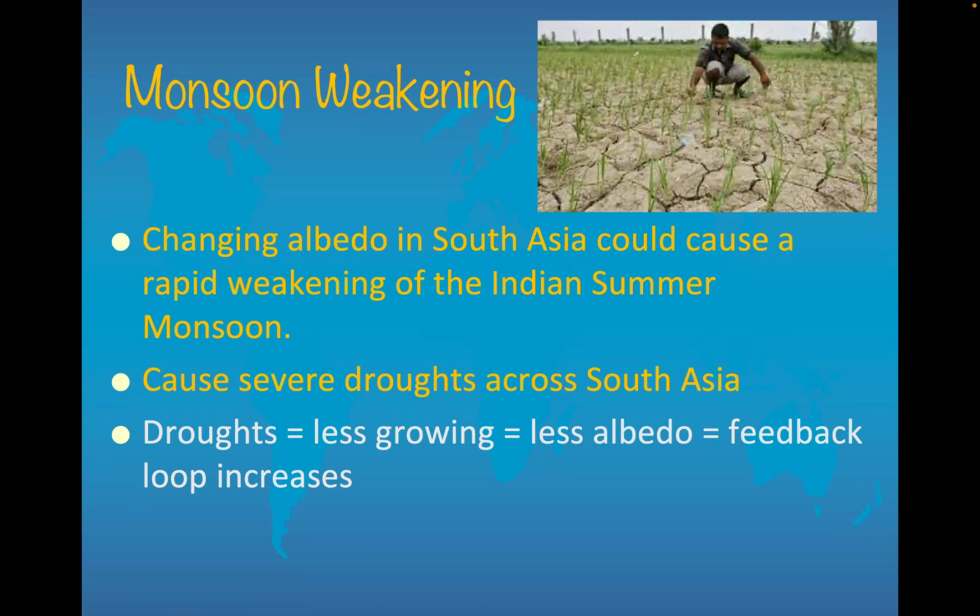So that's more energy soaking into the ground, which means the temperature will increase, which means more droughts, less growing, less albedo, and eventually, as the feedback loop compounds on itself, you would reach that tipping point.